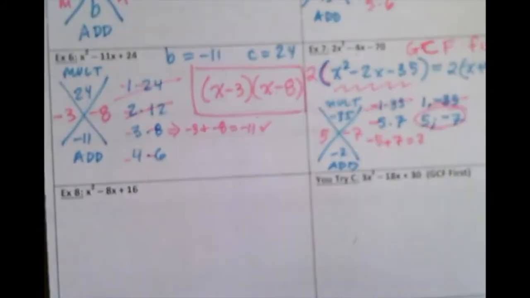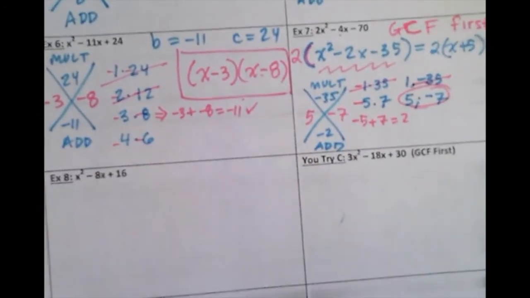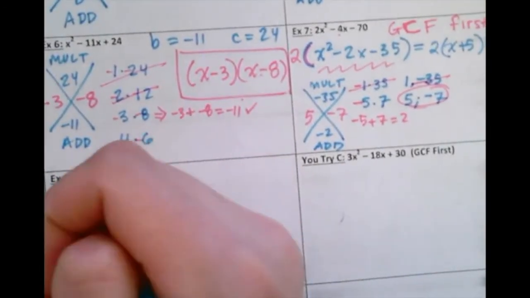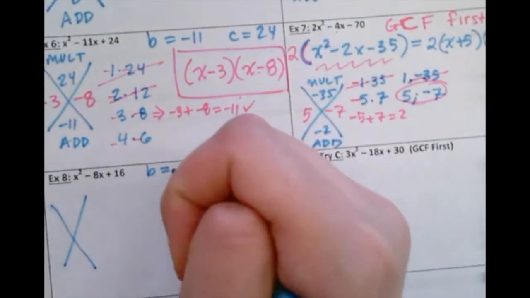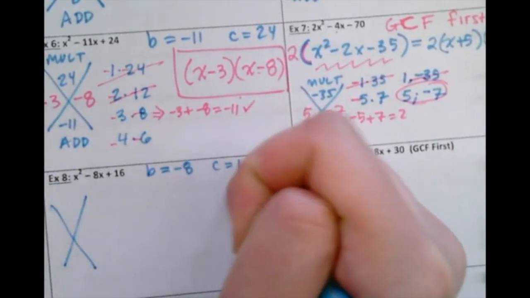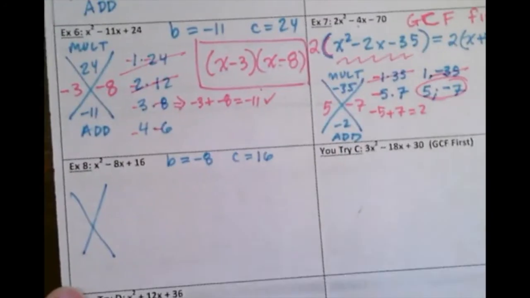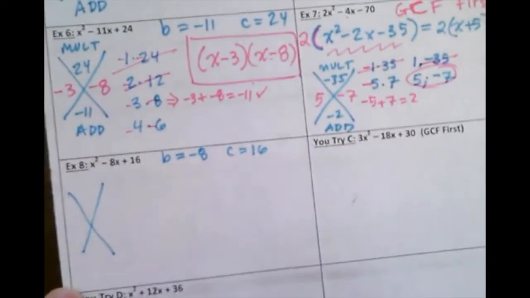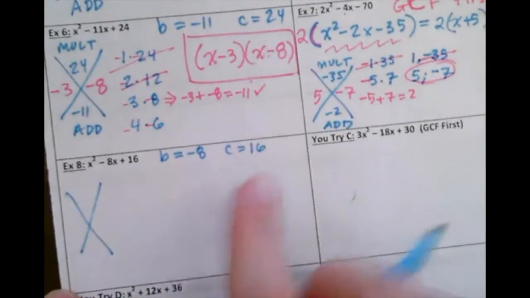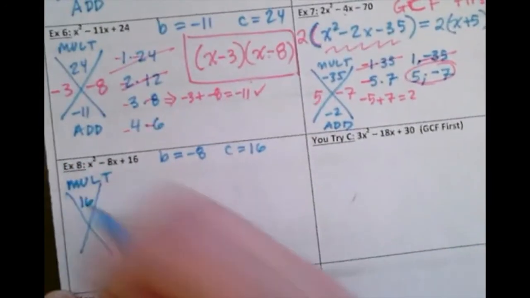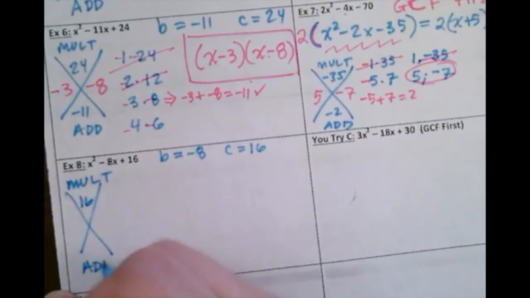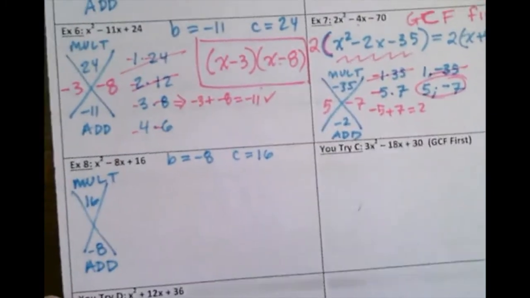Okay, I just have one more example for you guys. So here my B value is negative 8 and my C value is 16. You don't always have to write this out. I forgot to write it out over here, but it is a good habit, especially at the beginning, so you don't make any small mistakes. So we need something to multiply to 16 and add to be negative 8.